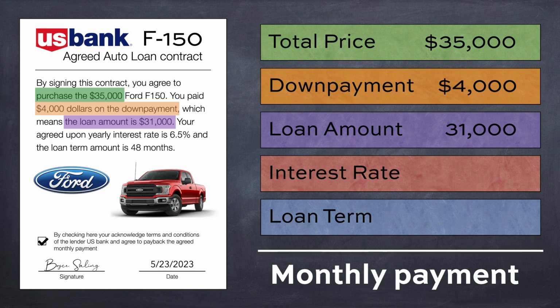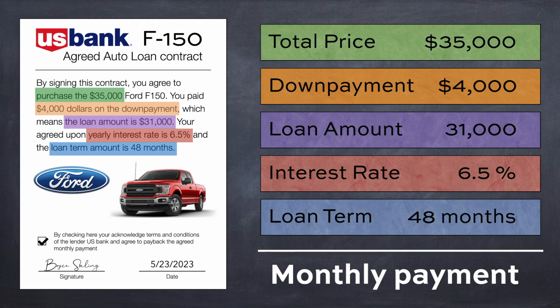Now we need to find the interest rate. It says your agreed upon yearly interest rate is 6.5%. So that's right there, 6.5% interest rate. And now the last thing we need to know is how long of a loan this is for. The loan term amount, it says, is 48 months. So that means 48 months is the loan term, which is 4 years if you want to do it by years. But that means you're going to have 48 monthly payments. And once you're done with that, the car is paid off.